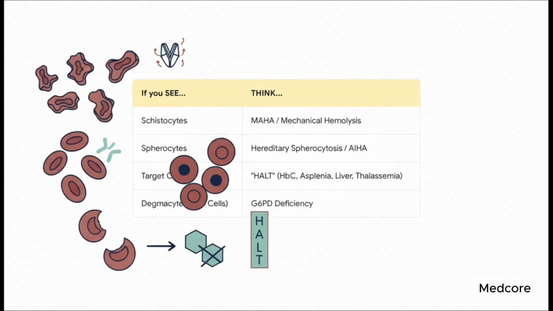And here it is, your quick reference guide for morphology. Let's do a quick fire round. If you see schistocytes, you think MAHA, or mechanical hemolysis. Spherocytes, think hereditary spherocytosis or autoimmune hemolysis. Target cells, you say it with me, HALT. And for those telltale bite cells, you're thinking G6PD deficiency.